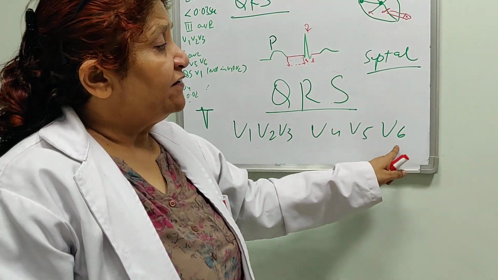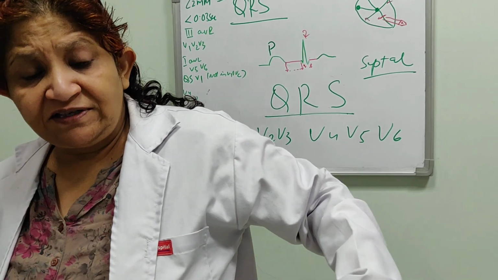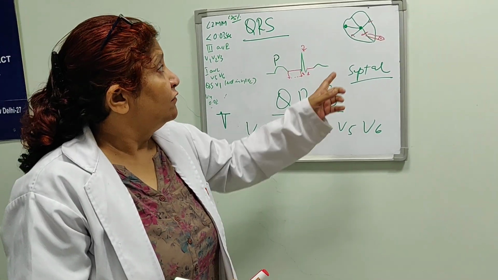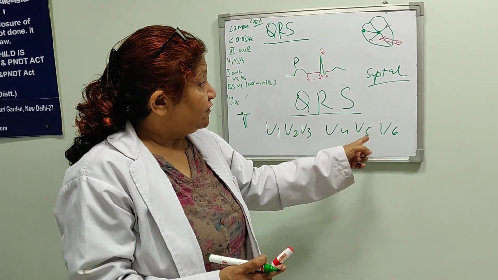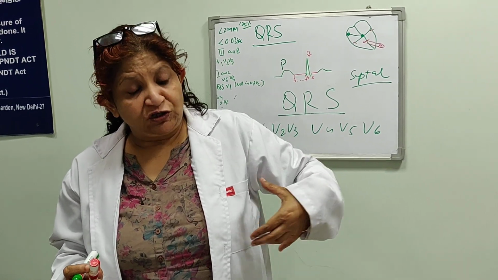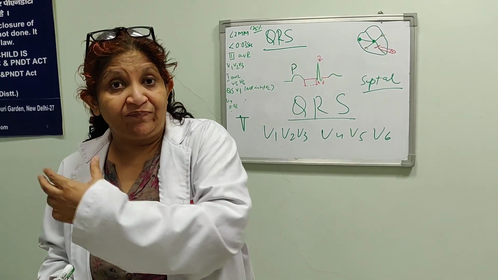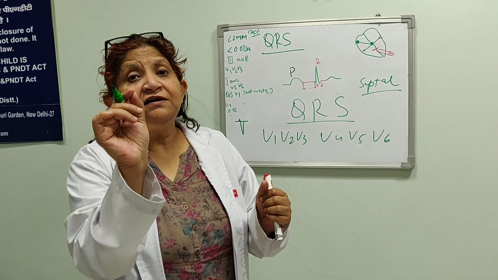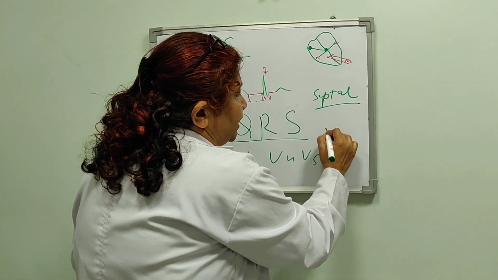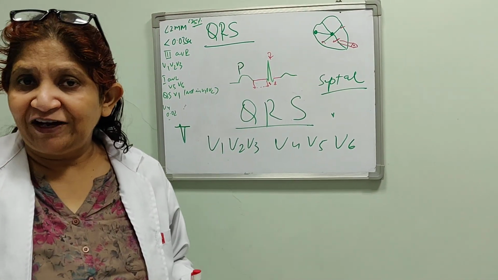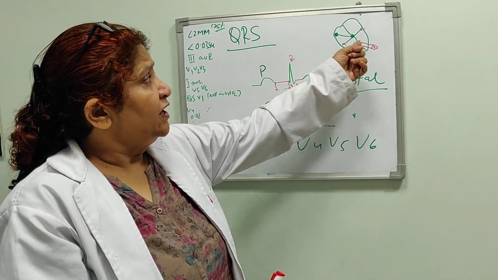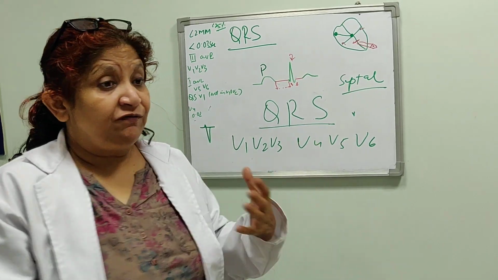Now when we come to V5, V6. What is happening? V5, V6 are on the left side. Septal depolarization is from left to right. So V5, V6 leads will sense this septal depolarization wave as if it is going away from them. Since septal depolarization is of very small magnitude, these leads will record an initial small negative deflection, that is the Q wave, right?